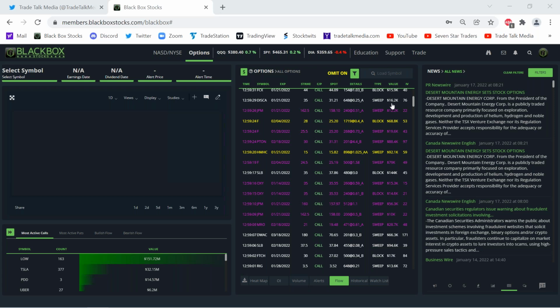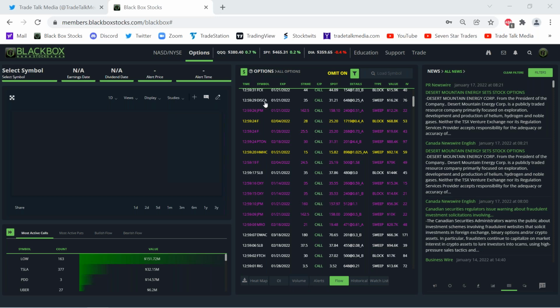So if these guys have hundreds of millions of dollars and they're choosing to open a trade for $16,000, what kind of conviction do they have on that? Not much, right? So size, we're looking at this value column to see the size. And the IV of the contracts, we don't really care about that. So you can ignore that whole section immediately.